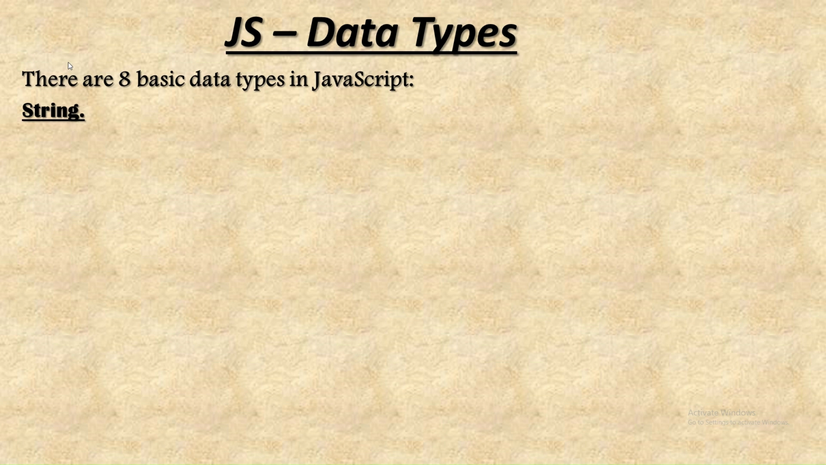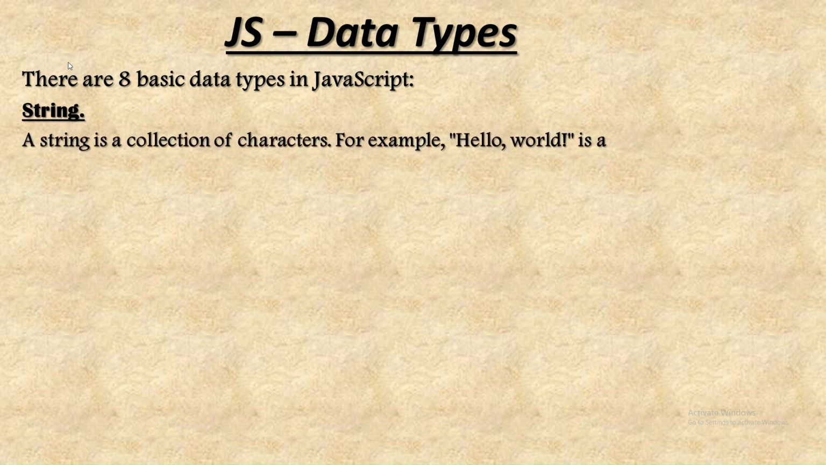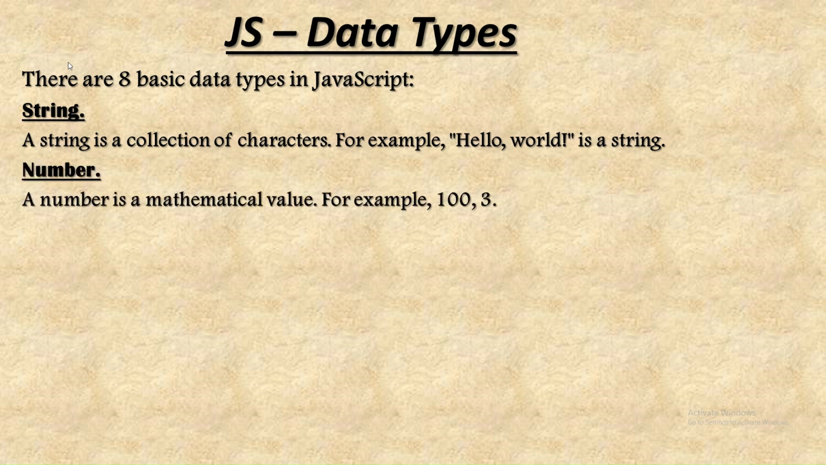The first one comes as string. A string is a collection of characters. For example, "hello world" is a string data type. Number. A number is a mathematical value. For example, 100, 3.14, -2. These are all number data types.